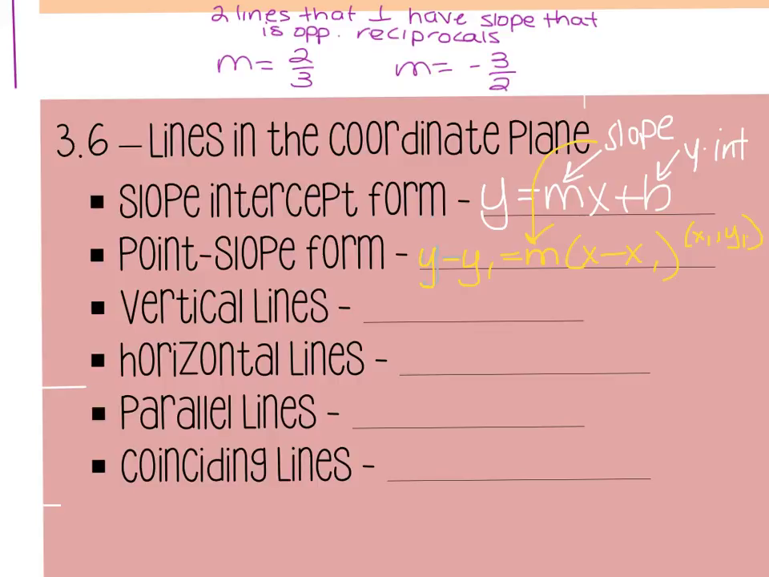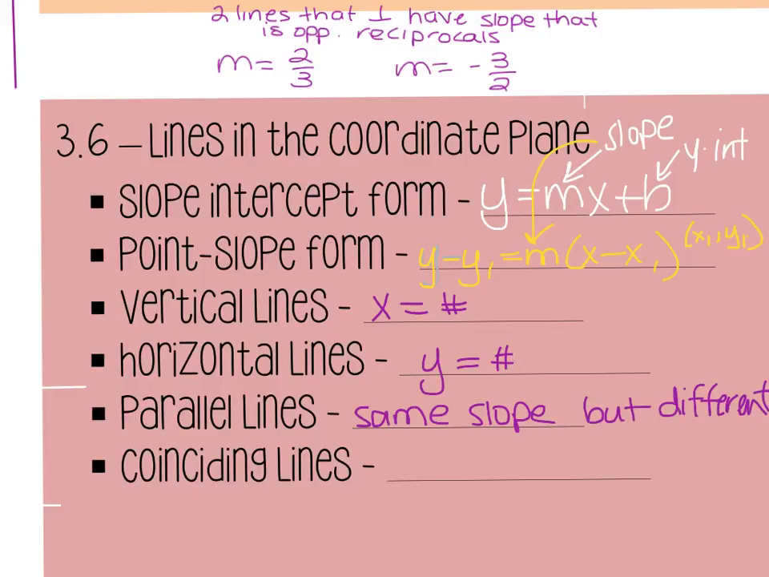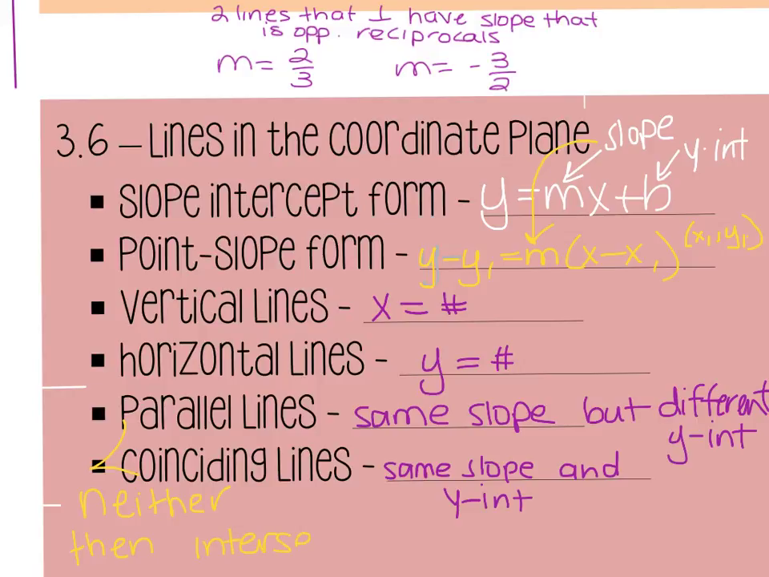Vertical lines have equations that would be x equals a number. Horizontal lines are y equals a number. Parallel lines will have the same slope but different y-intercept. Coinciding lines are going to have the same slope and y-intercept, so these end up being the same line. And then if they are neither of these, then they are intersecting. So if the slope is different, they're going to be intersecting lines.